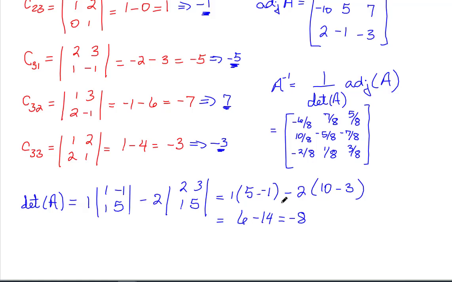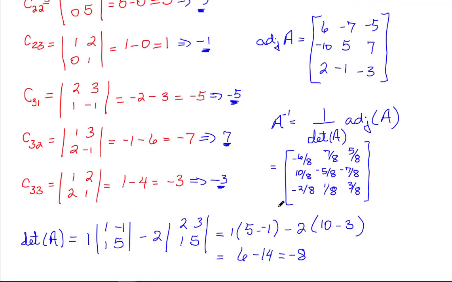And so I simply take my adjugate, which you see here, and divide each of the terms by minus 8. Some of these I could reduce, I just didn't reduce them. Okay.